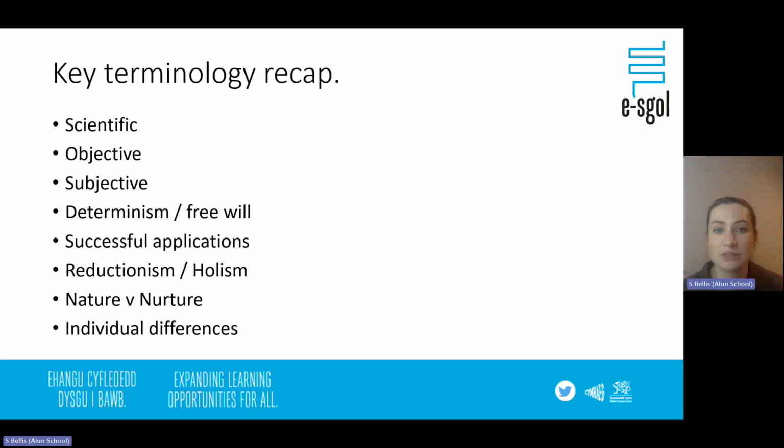And holistic is the opposite of reductionist. It looks at the whole of something. It looks at every single thing about that person to determine why they behave that way.